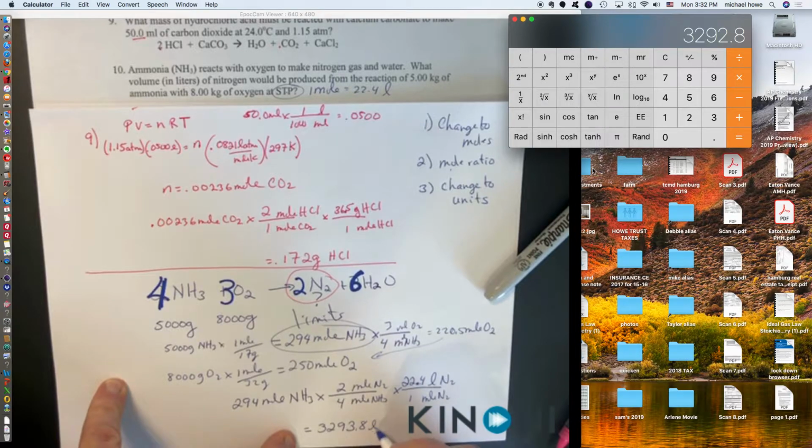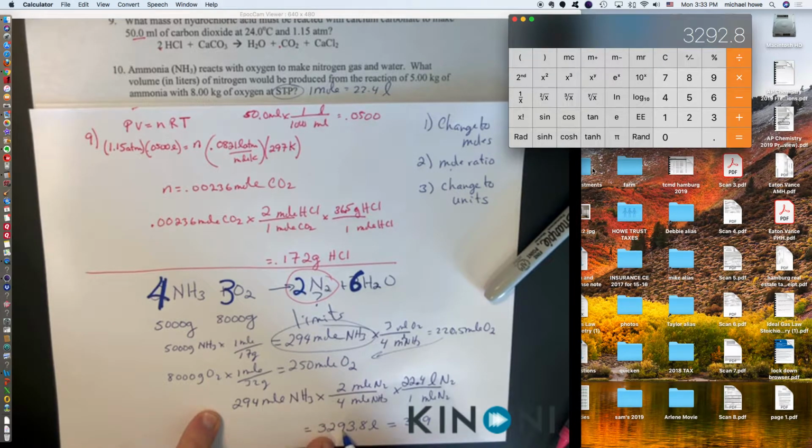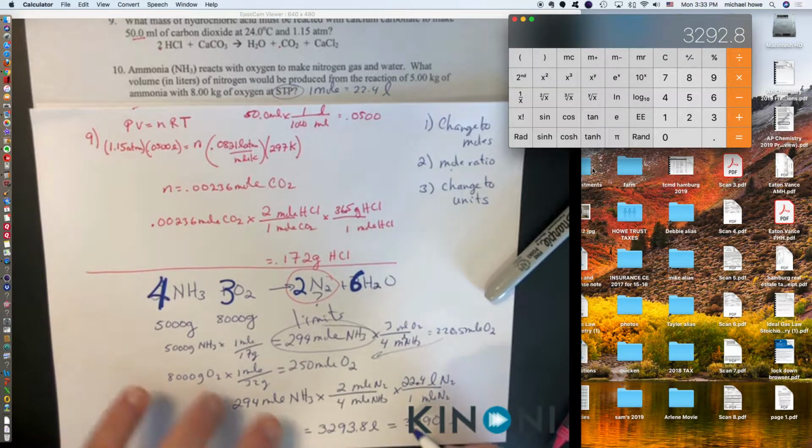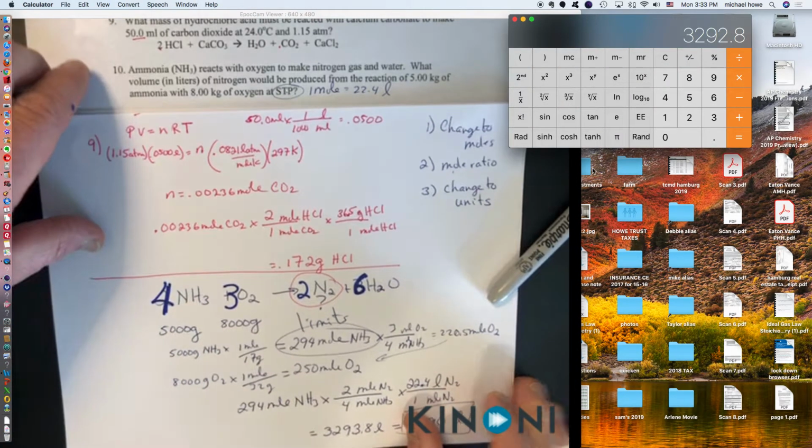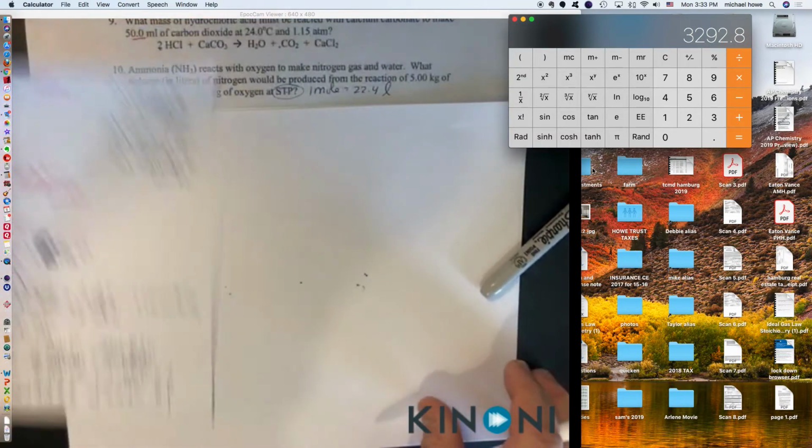3,293.8 liters. If I wanted to round that into appropriate significant figures, in the problem we had 3 sig figs, so we'd end up with 329, and since that's followed by a 3, I just round off to the nearest tens place. Since the 9 is followed by a 3, you just leave it alone. So it's 329, put a 0 in there to hold the place, liters, 3,290. So that's number 10. Number 11.